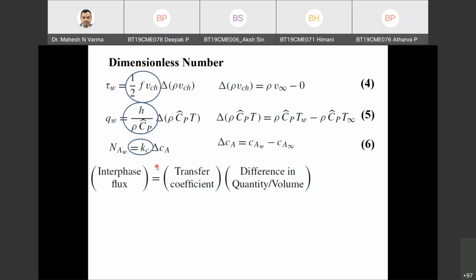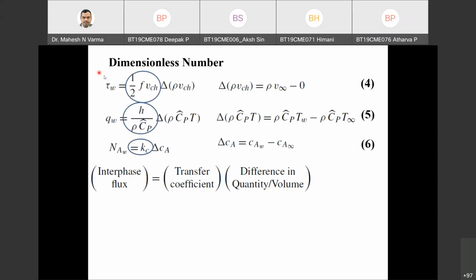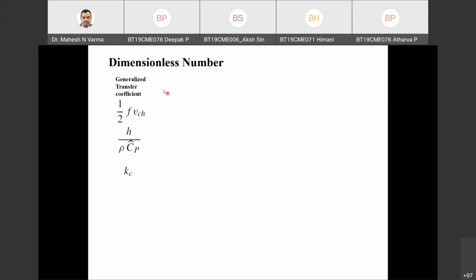So these are all called generalized transfer coefficients. Till now we have been calling H the heat transfer coefficient, Kc the mass transfer coefficient, and friction factor the momentum transfer coefficient. But now we have brought all these three equations closer to each other, and these are called generalized transfer coefficients: half friction factor into velocity, h by rho Cp, and Kc, the mass transfer coefficient.